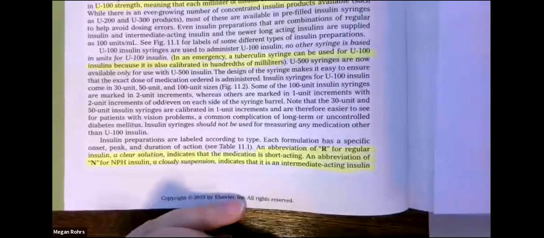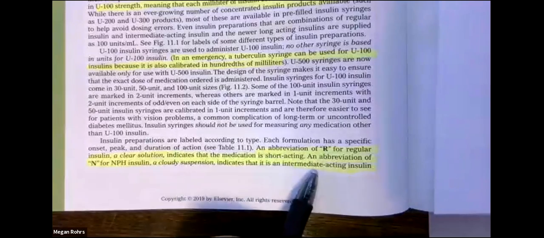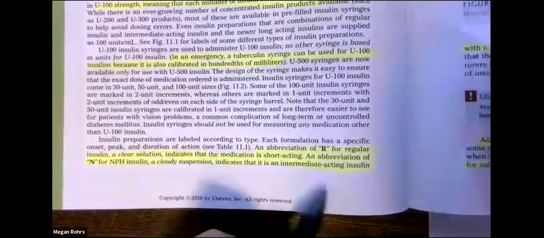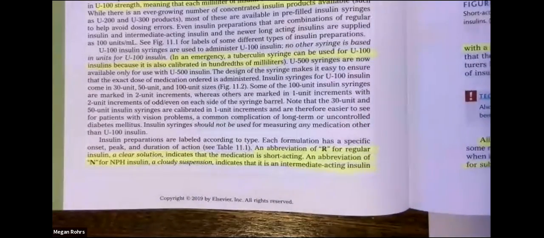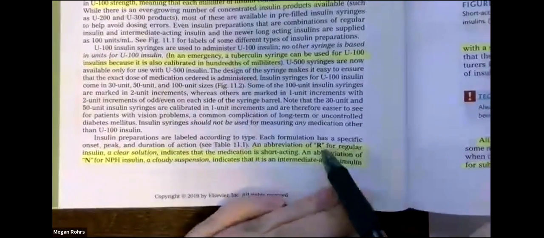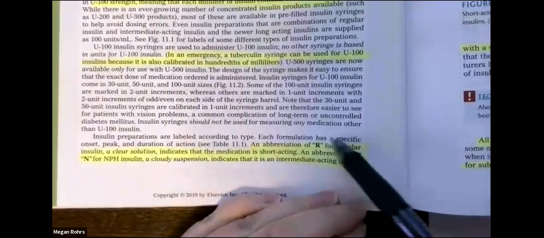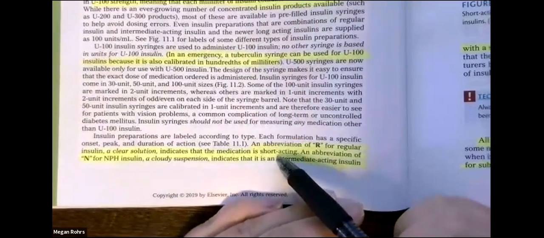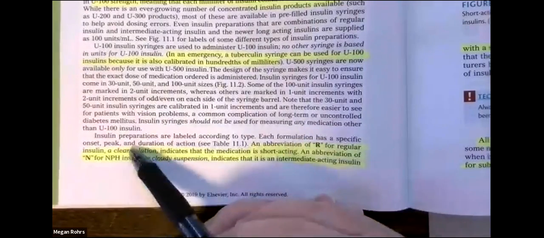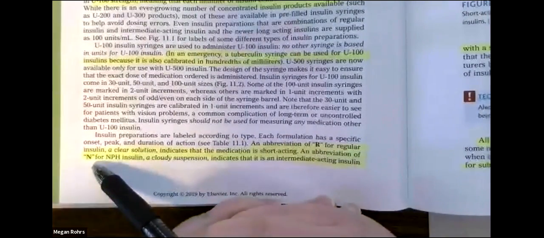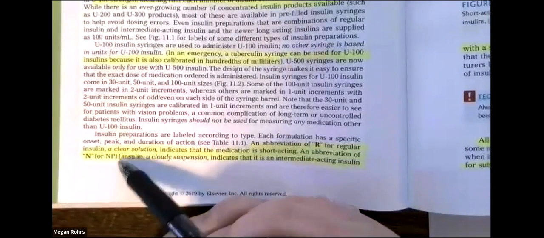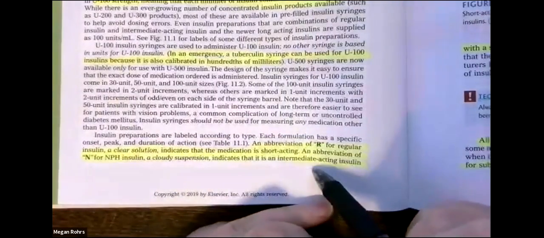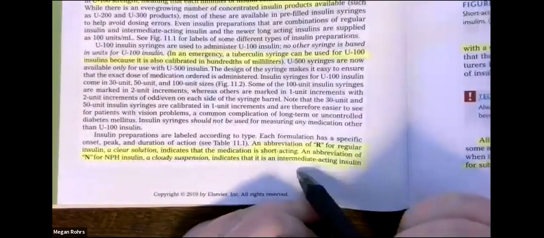If you are looking at page 218 at the bottom here, I have highlighted this section because it is very important. We can have both regular insulin and NPH insulin. If you ever see the abbreviation R for insulin, that just means regular. Regular insulin is a clear solution and it is short acting. We can also have NPH insulin. If you ever see an N abbreviation, that stands for NPH. NPH insulin is a cloudy suspension that is intermediate acting, so it's not working as fast as regular insulin.